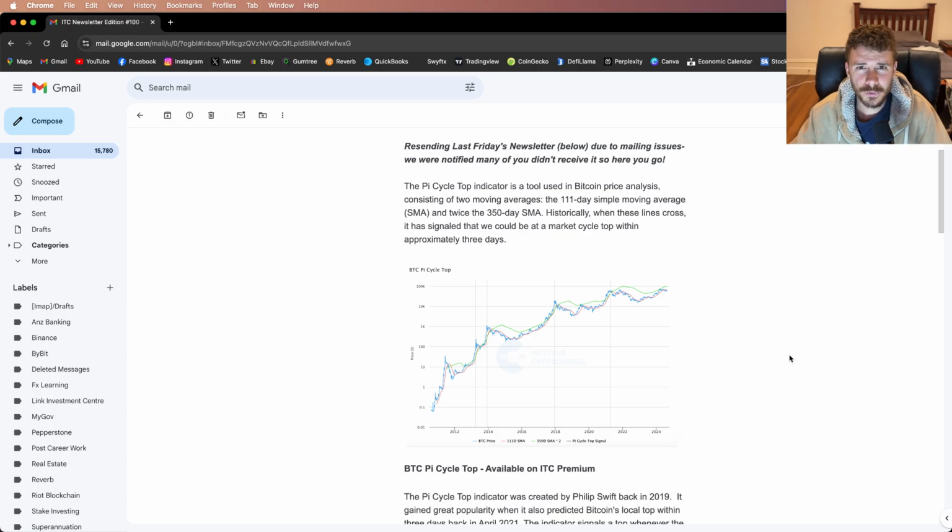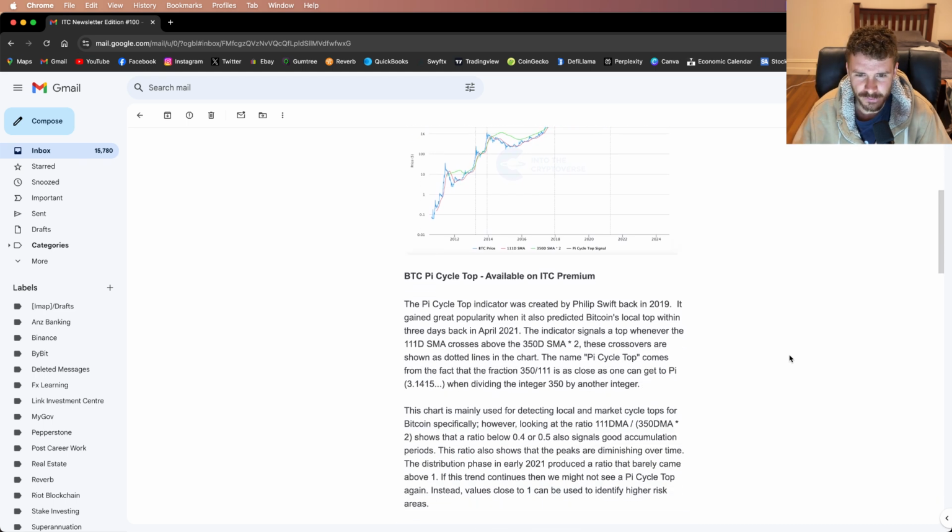So the Pi cycle indicator is a tool used in Bitcoin price analysis consisting of two moving averages, the 111-day simple moving average and twice the 350-day SMA. Historically, when these lines cross, it has signaled that we could be at a market cycle top within approximately 3 days. And a bit more information about it.